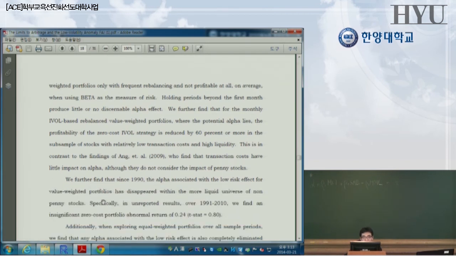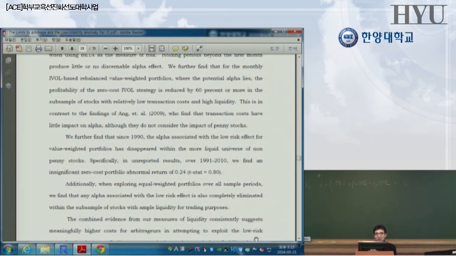Now the authors further find that since 1990, the alpha associated with the low risk effect for value-weighted portfolios has disappeared within the most liquid universe of the non-penny stocks. Specifically, in unreported results over 1991 to 2010, we find an insignificant zero-cost portfolio abnormal return. So they argue that, well, many people believe that low volatility anomalies are present, but they find that the pattern actually disappeared after 1990 with alternative data analysis.